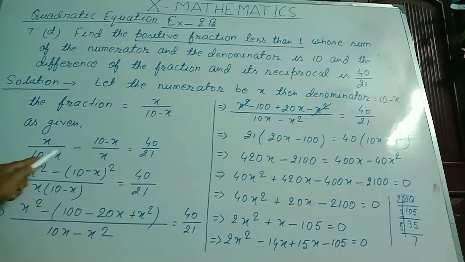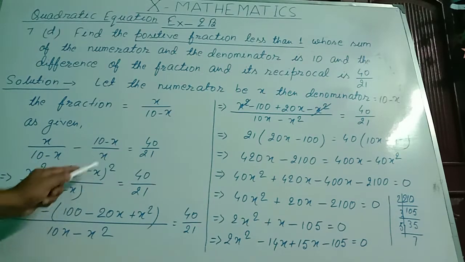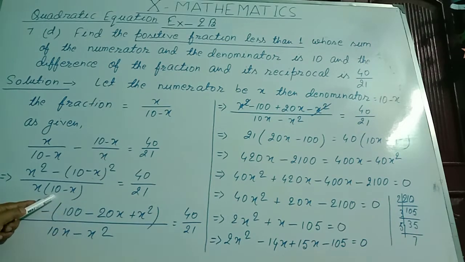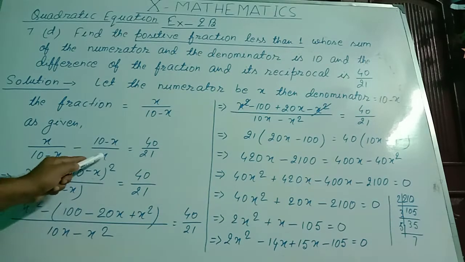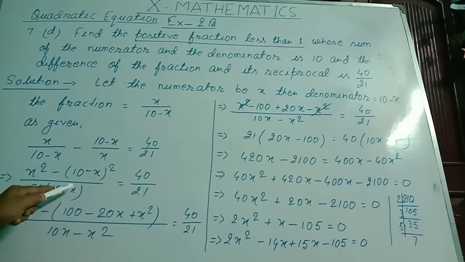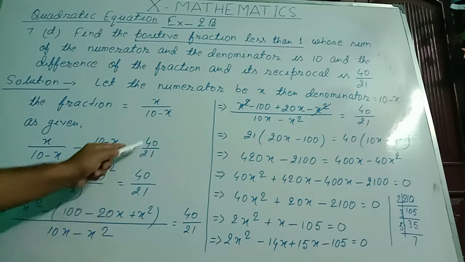For that, I took the LCM. The LCM became x into 10 minus x. I divided the LCM by this denominator, so 10 minus x cancelled. x is left. This x into this x equals x square. Minus came here. Again I divided the LCM by this denominator, x cancelled, and 10 minus x is left. Now 10 minus x into 10 minus x equals 10 minus x whole square, equal to 40 by 21.